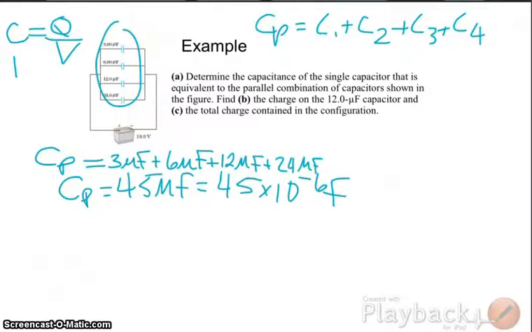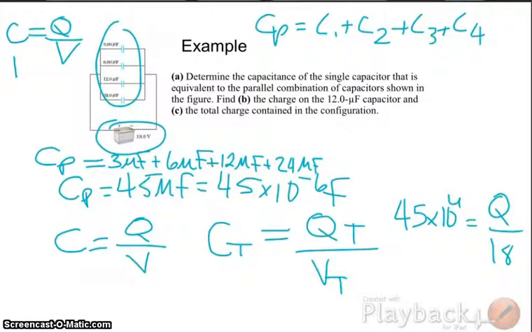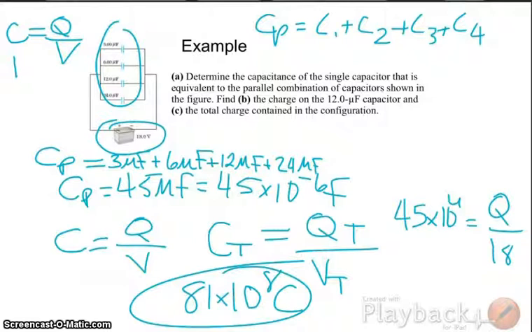Now the total charge contained in the configuration. So C equals Q over V. So for total charge, we need total capacitance and total voltage, which we know from the picture. So 45 times 10 to the negative 6th equals Q divided by 18. So Q equals 81 times, I believe, 10 to the 7th or 8th? 8 coulombs. Bam! Not too bad, right?